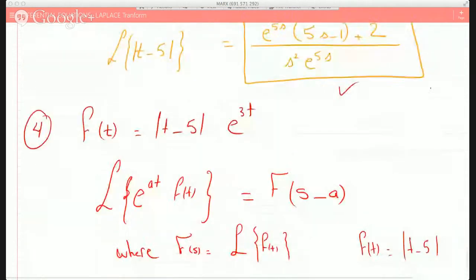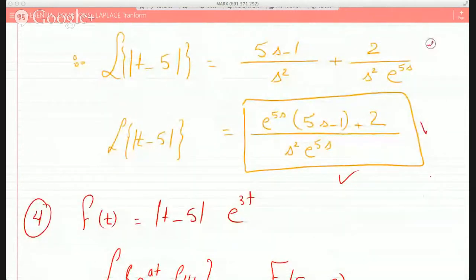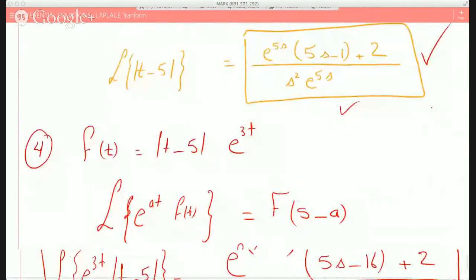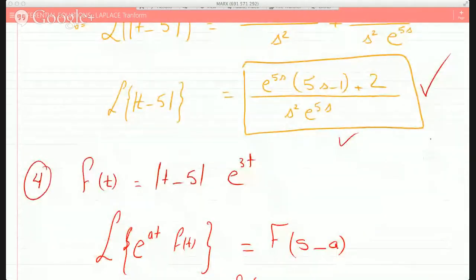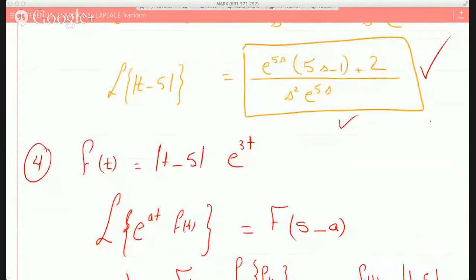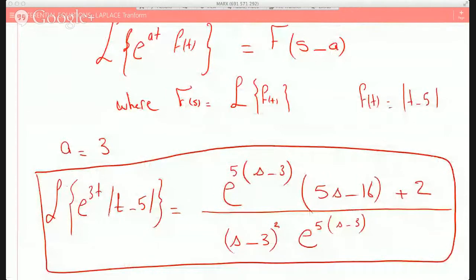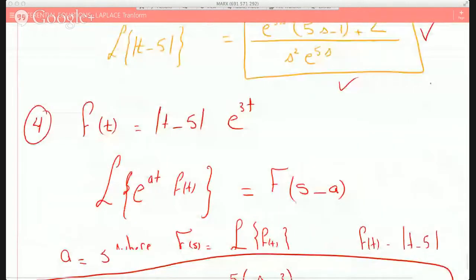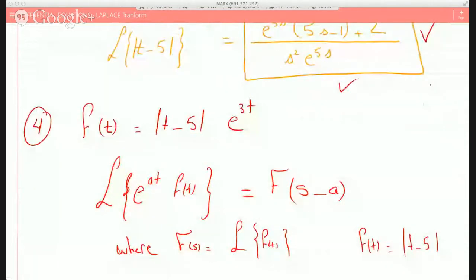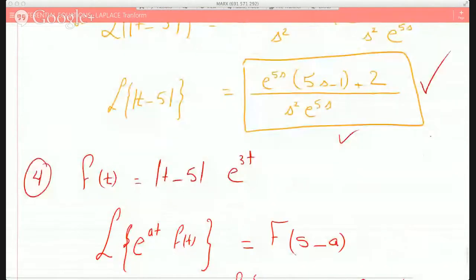So I went to every place on this one where there's an s, and I replaced it with s minus 3. So this became s minus 3, and then 5s minus 1, this is 5 times s minus 3, which becomes 5s minus 15, minus 1 becomes minus 16, plus 2 divided by s plus 3 squared, e to the 5s minus 3. So this would allow you to shift it by an amount of 3, because it's e to the 3t.